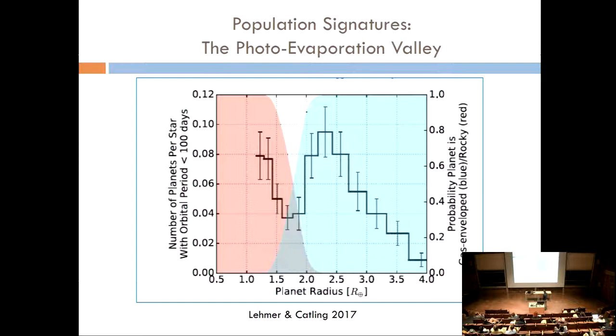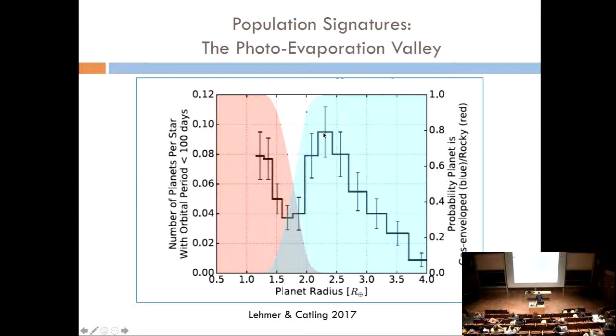But before we go further, there is a clear signature of this process in the exoplanet census. This is a plot of the number of planets with orbital periods less than 100 days, against planetary radius. What you can see here is what's called the photoevaporation valley or desert, or the Fulton Gap, because he was the first person to see it. You see that the number of planets rises steadily up to about 2.5 Earth radii.